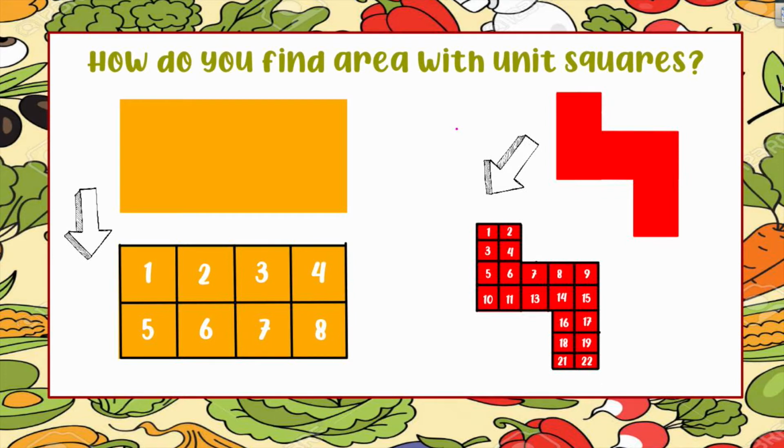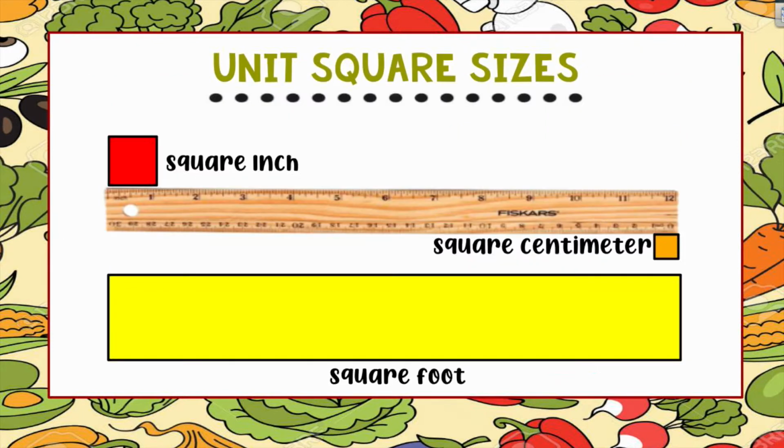Now that you have a better understanding of how you find area with unit squares, let's discuss the different measurement units that we'll be using today. Today we're going to be focusing on 3 different unit square sizes. So to give you a better visual, I put a ruler on my page. We know that on a regular ruler, there's inches and centimeters. Today, whenever we're working with square centimeters, I want you to picture this size in your head. Square centimeters are the smallest unit we're going to be working with today.